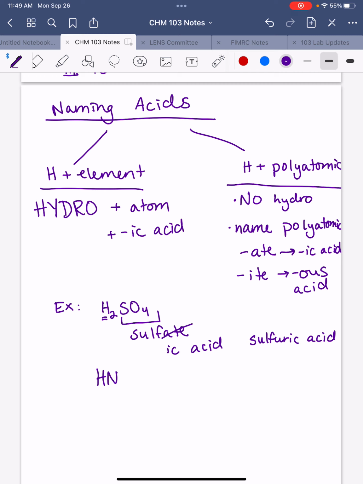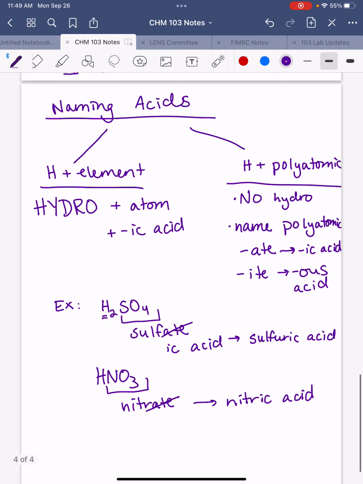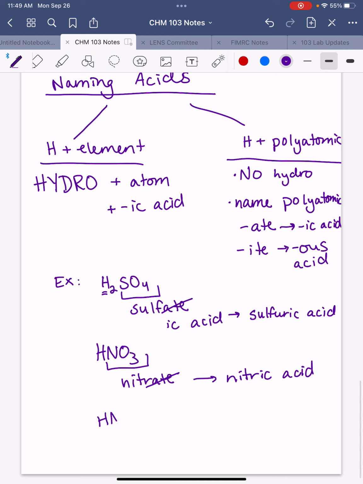What about HNO3? This is a little bit more straightforward. NO3 is the nitrate ion. It becomes nitric acid. What if I name HNO2? This is nitrite. I'm going to take that ite ending, lop it off, and now it's nitrous acid. So those are the main things for naming.